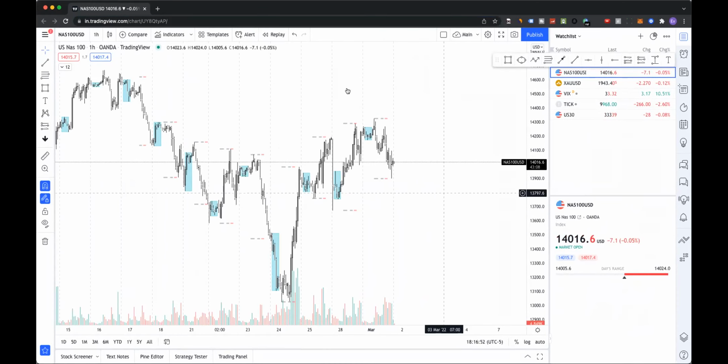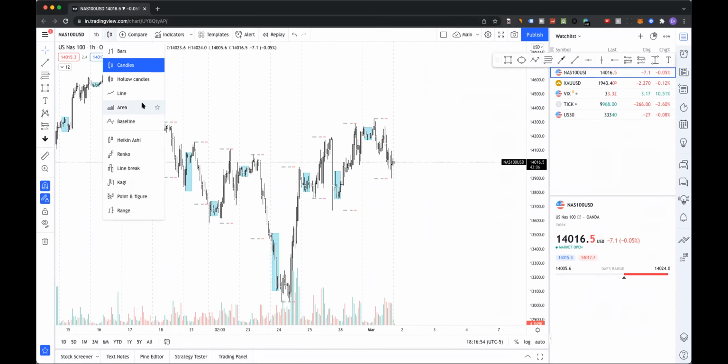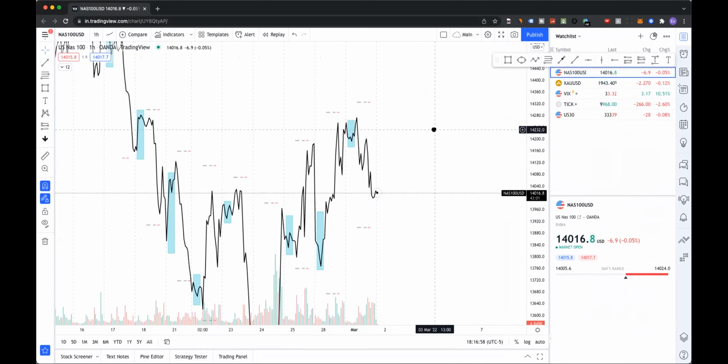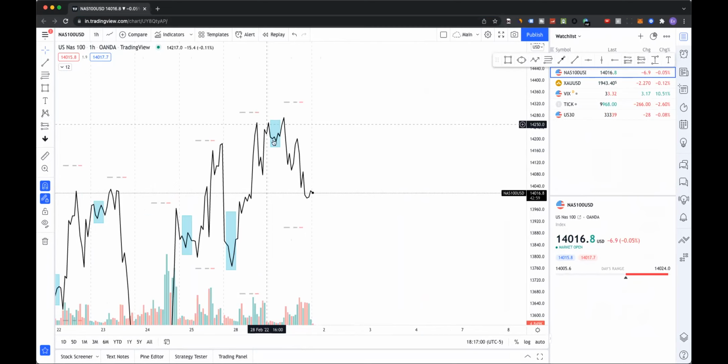Okay, so let's identify this with a line chart. As you see, we have a high, a low, a higher high that's higher than this high. And then we have a low. Okay, so let's switch back to the candle chart.